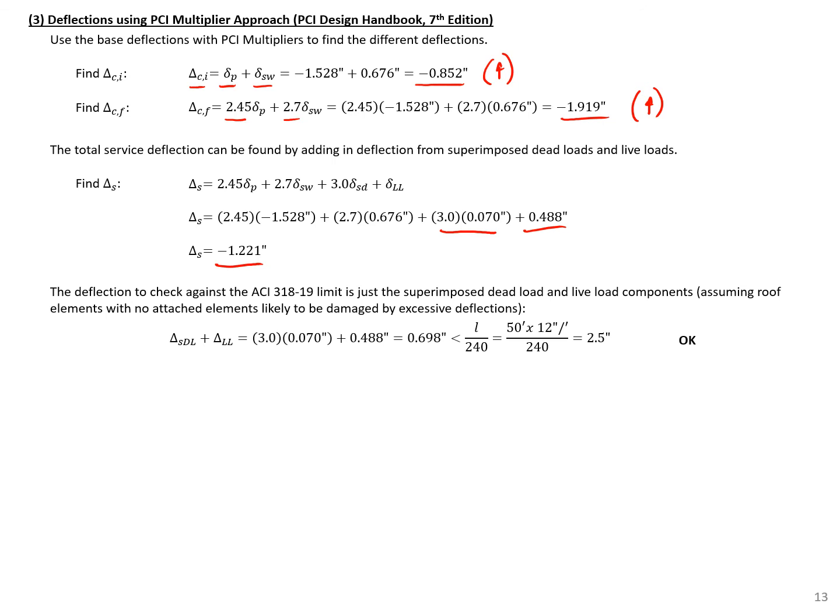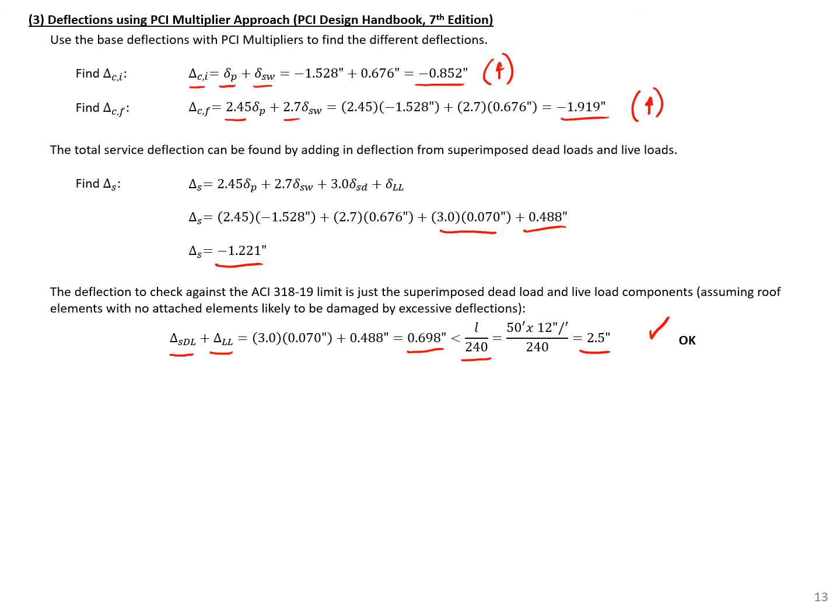There are several deflection limits in ACI 318. If we assume that we have a roof element with no attached elements likely to be damaged by excessive deflections, we need to make sure that the combination of our superimposed dead load and our live load is less than L over 240. So adding together these two components gives us about 0.7 inches compared to our limit of 2.5 inches, which means we would be okay here.